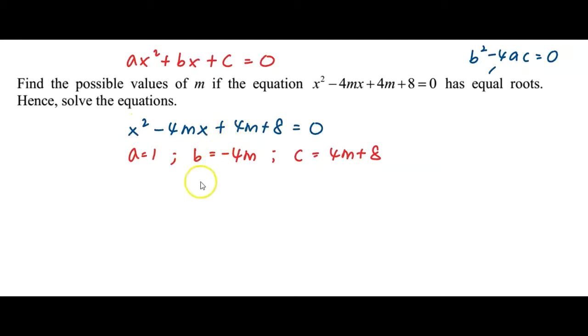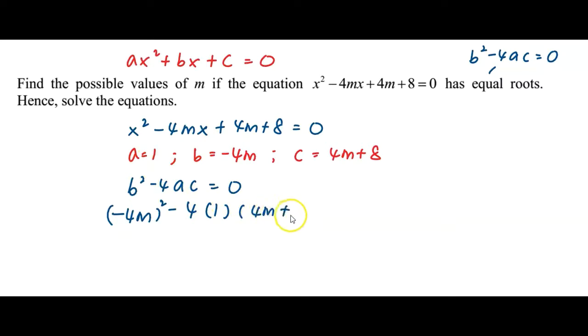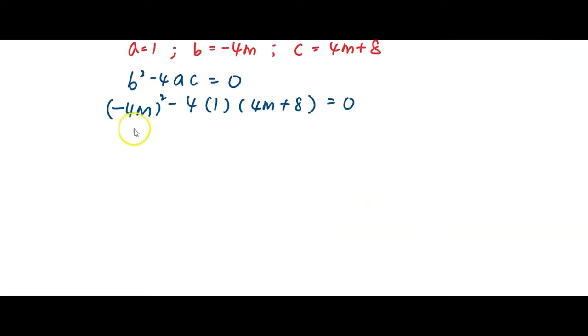All right. Now, consider b squared minus 4ac equals 0. b squared, here we have negative 4m squared, minus 4ac. a is equal to 1, c is 4m plus 8. This is equal to 0. So now I'm going to expand and simplify it. After I have expanded, I have 16m squared minus 16m minus 32 equals 0.